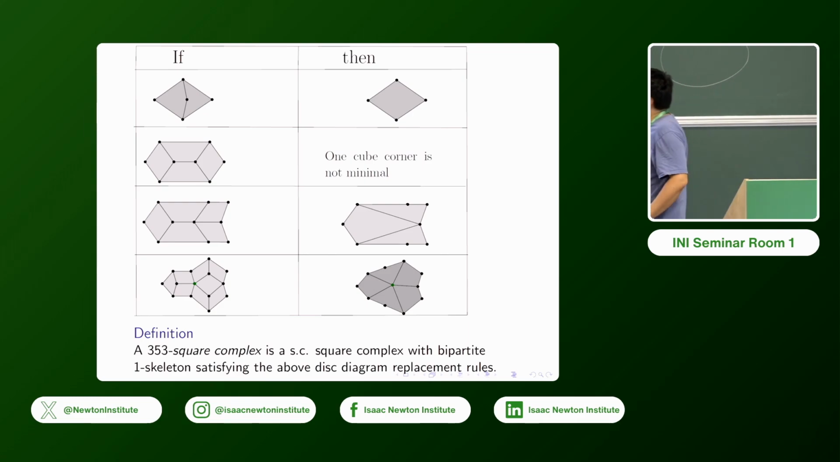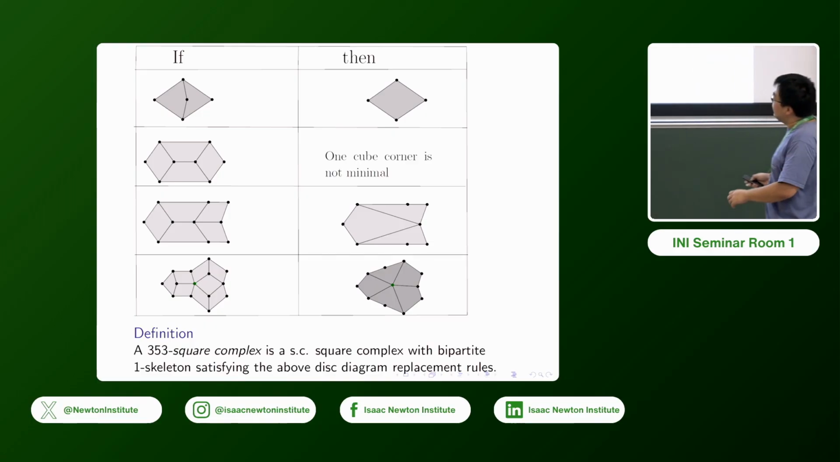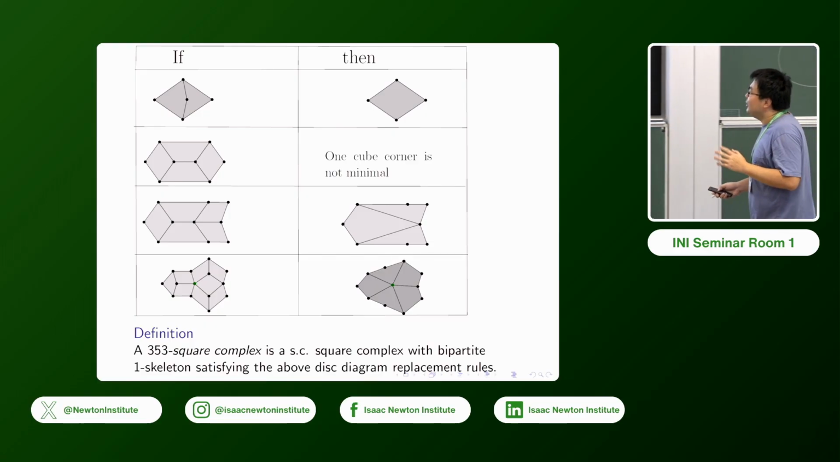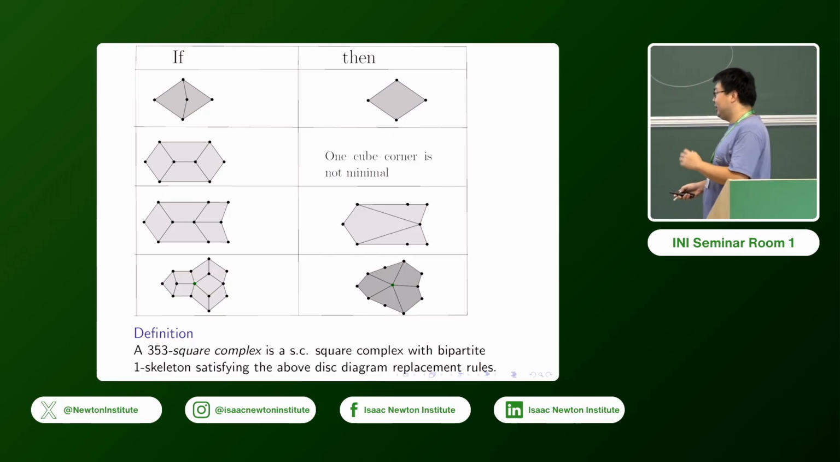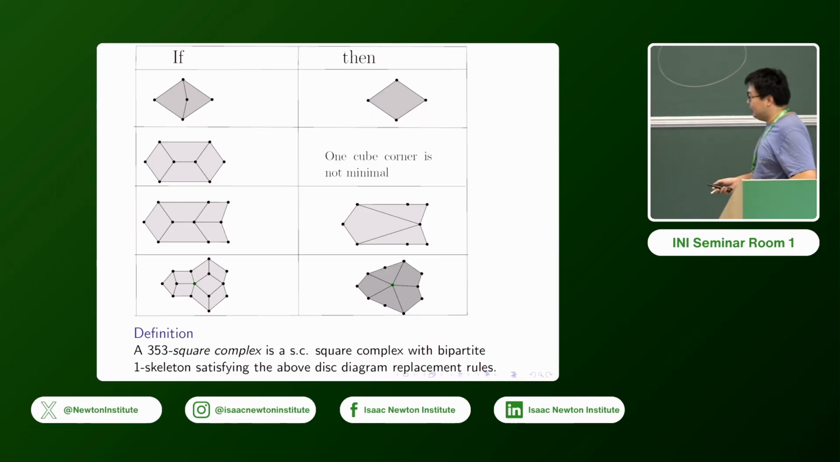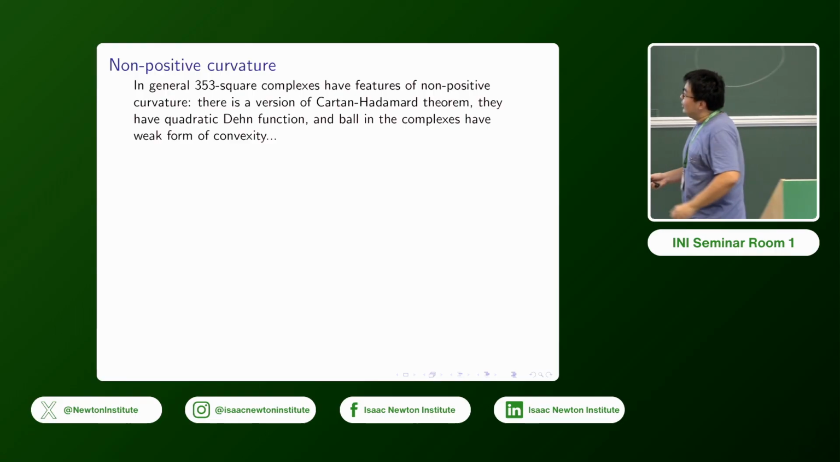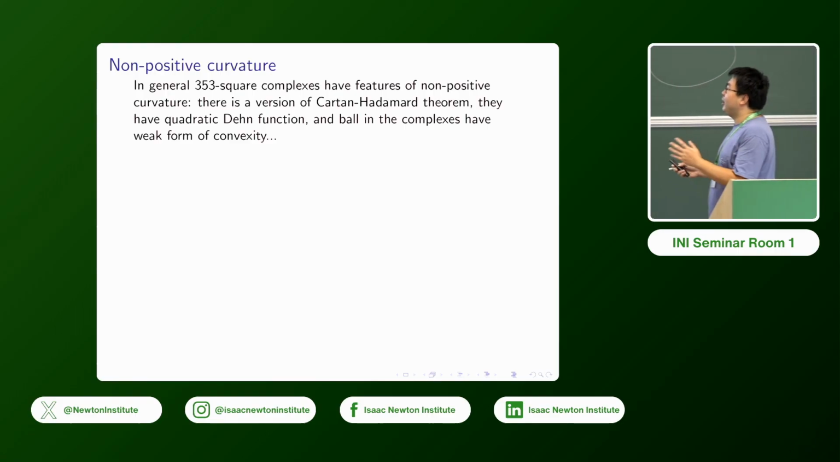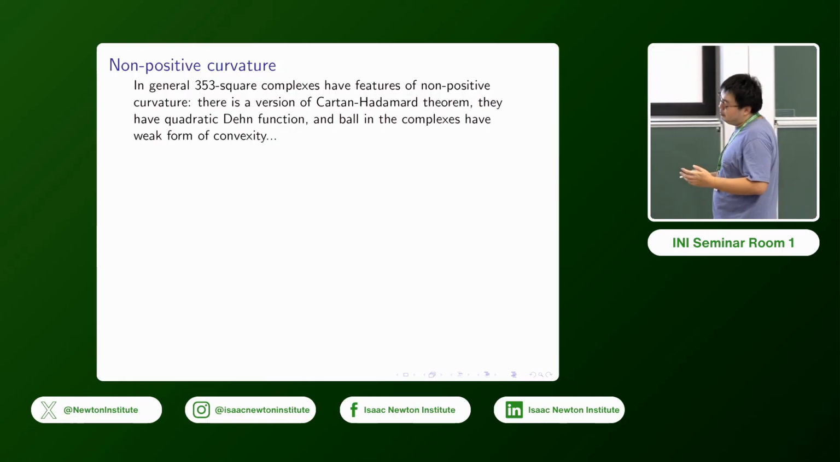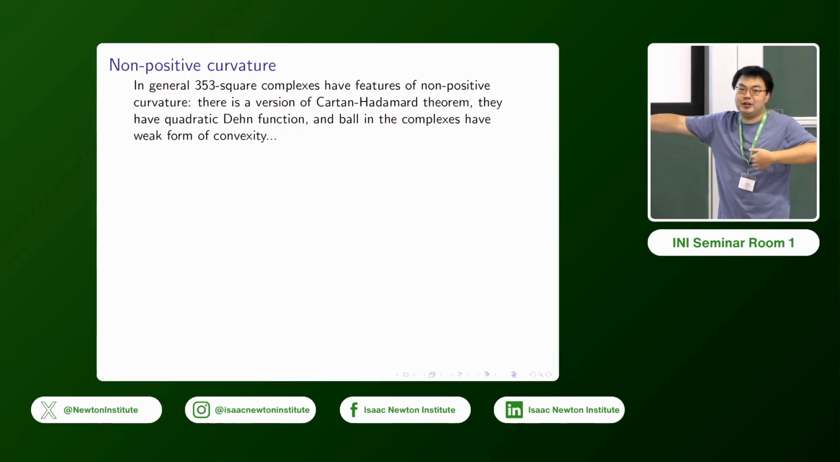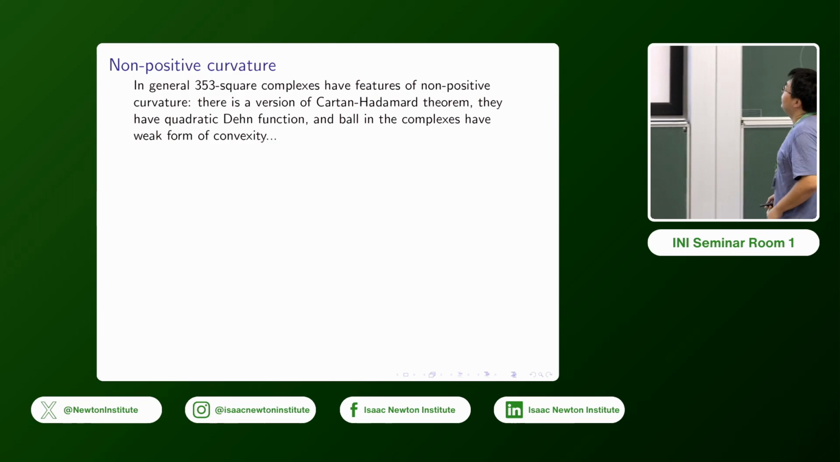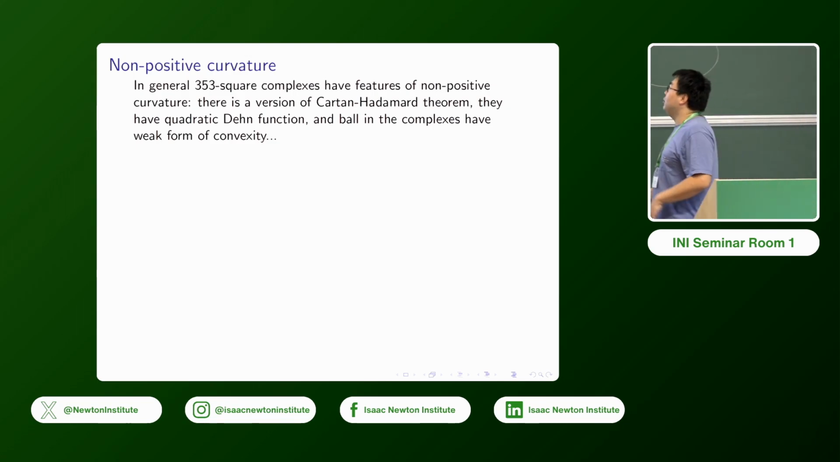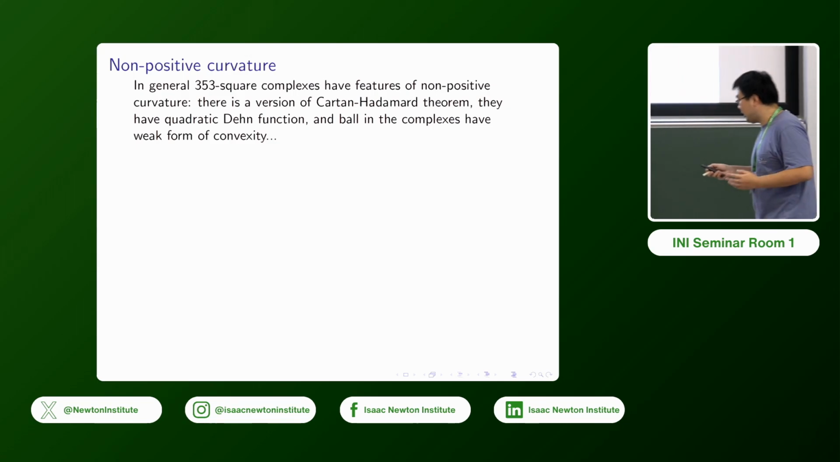Okay. So now notice that I didn't list all the disks you need to replace. It turns out that, okay, this is something I'm going to say later. Okay. So that's the definition of a 353 complex. Now it turns out that this 353 complex has features of non-positive curvature. This turns out to be a version of the Cartan-Hadamard theorem. We're able to say what the distance function looks like in the large scale, and the complex has a weak form of convexity, etc., etc.